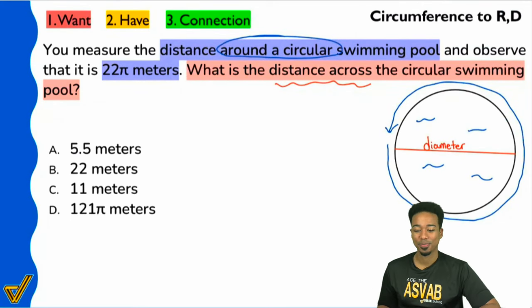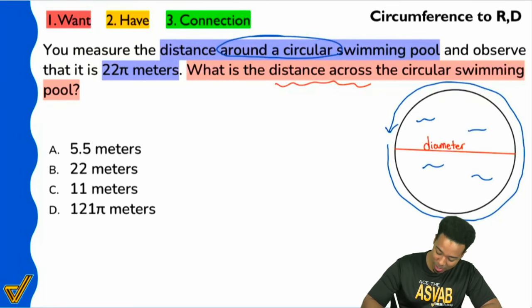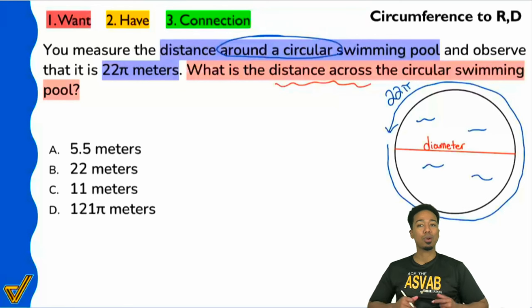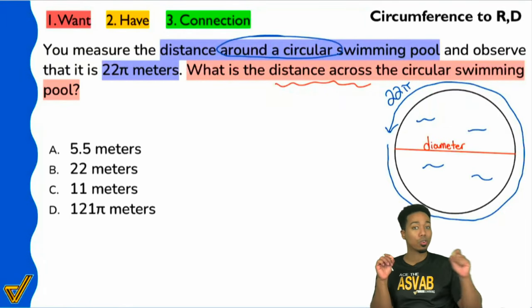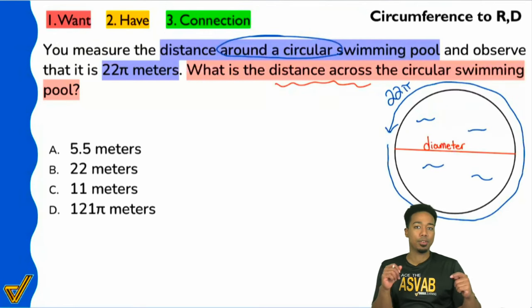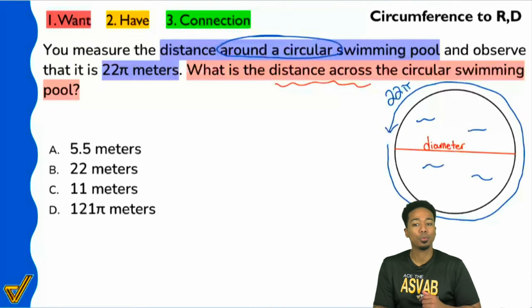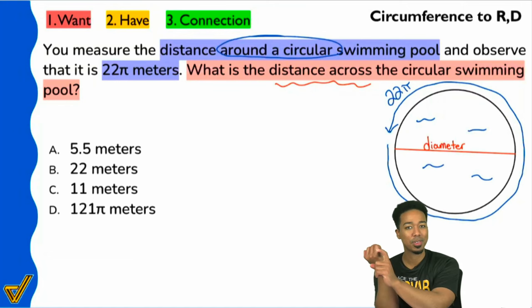Eros, that's correct. That is going to be circumference right here. If we go all the way around and it's 22 pi, all the way around means the circumference. The distance across is the diameter. So that's what we know. We know that we're looking for the diameter.